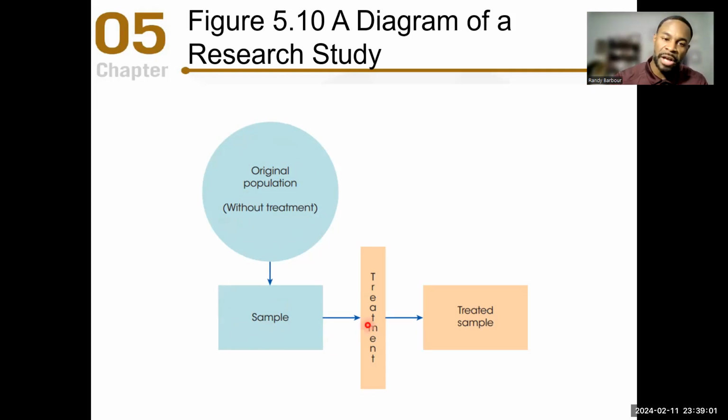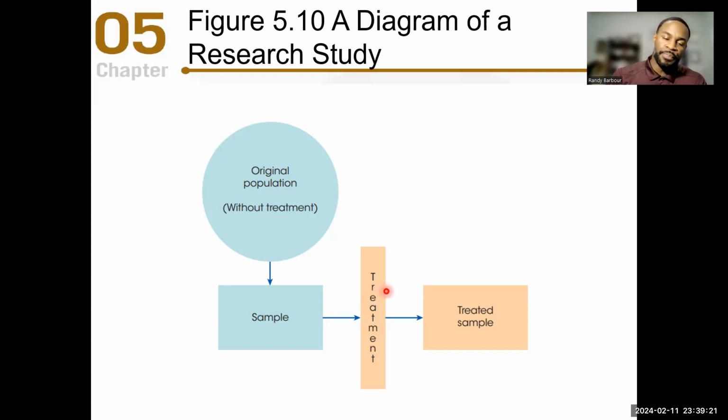Okay, so they have 100,000 people with depression in a particular area. This is my original population. I pull out a sample of 100 individuals. I give those 100 individuals a treatment, and maybe it's psychotherapy, maybe it's a medication, but it's a treatment. Maybe it's a treatment for 1 month.